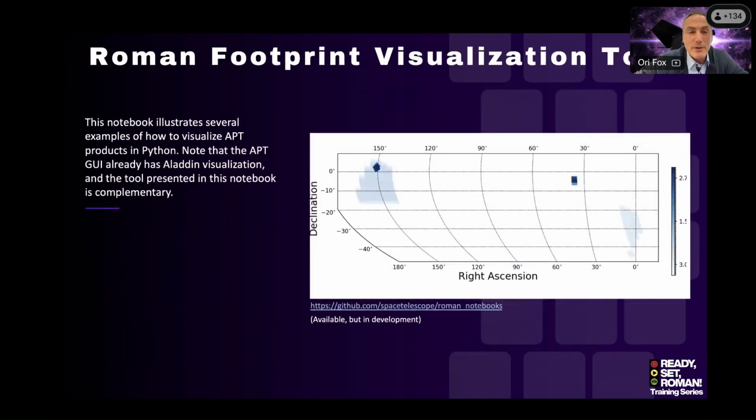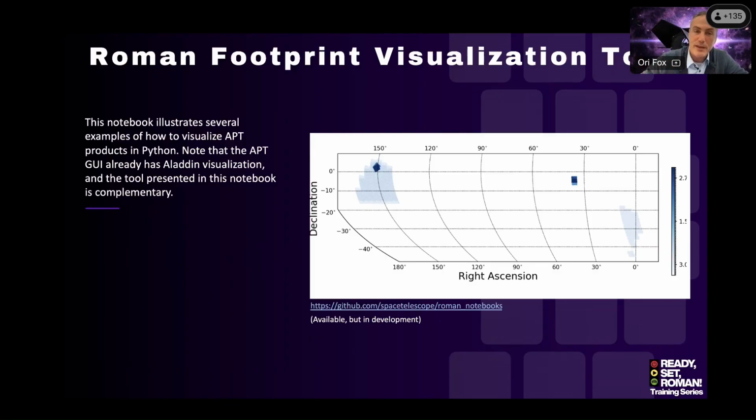And finally, the live demo that we'll do at the end of today's webinar is a Roman footprint visualization tool that does complement APT. Note you can look at your core community surveys or any survey that you design inside of Aladin within APT. But this tool allows you to look at a more granular level, where you can look at the number of exposures and the total integration time at any region of the sky. And so we'll do that demo at the end of today. I'll show you a live demo on how to do it. I sent around instructions on how to install it already, and we can answer some of those questions in real time.